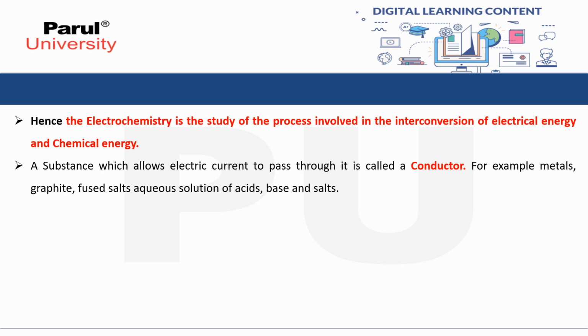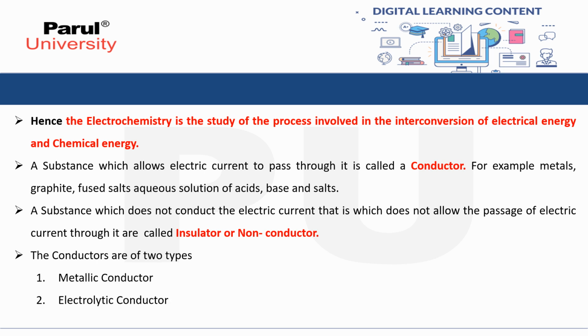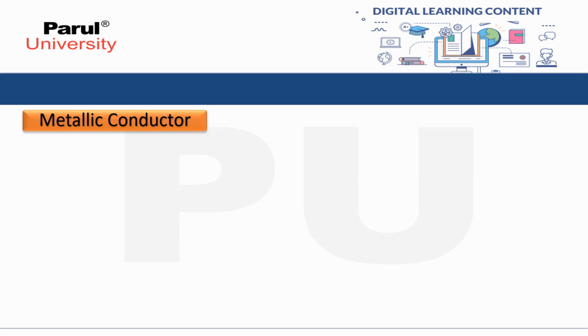A substance which allows the electric current to pass through it is called a conductor. For example, metals, graphite, fused salt, and aqueous solutions of acid, base and salt. On the other side, a substance which does not allow the passage of electric current through it is called an insulator or non-conductor. Conductors are of two types, metallic conductors and electrolytic conductors. Let us see the difference between the two.